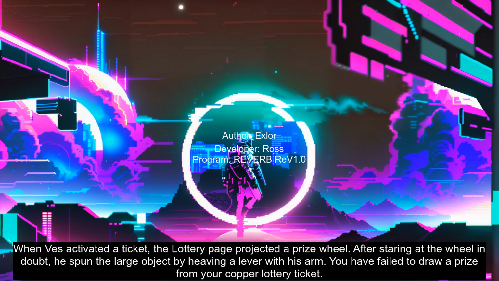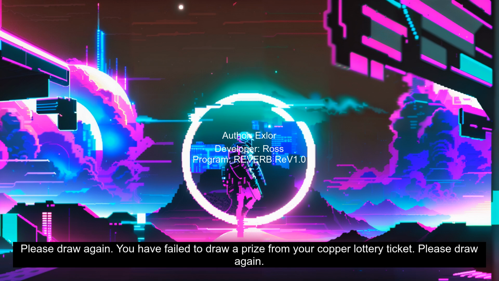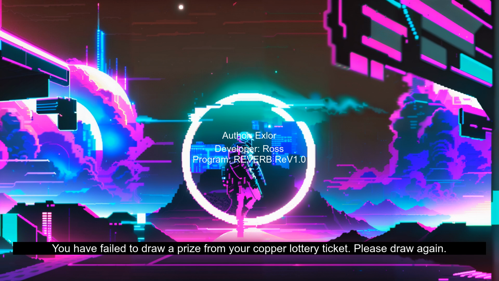"You have failed to draw a prize from your copper lottery ticket. Please draw again." This repeated for the remaining tickets. Really, even the lottery tickets from the convenience store aren't so stingy.